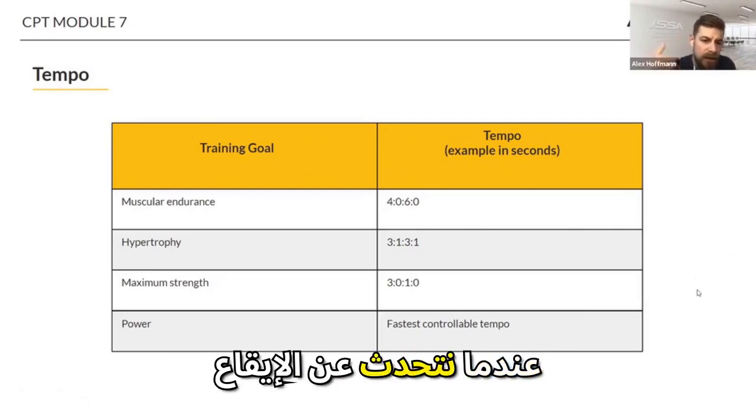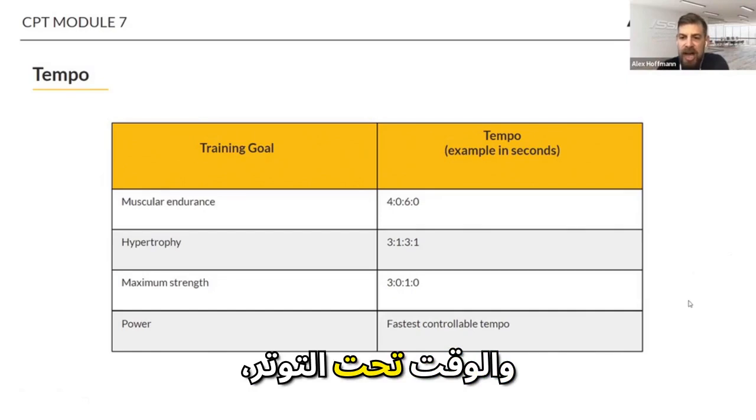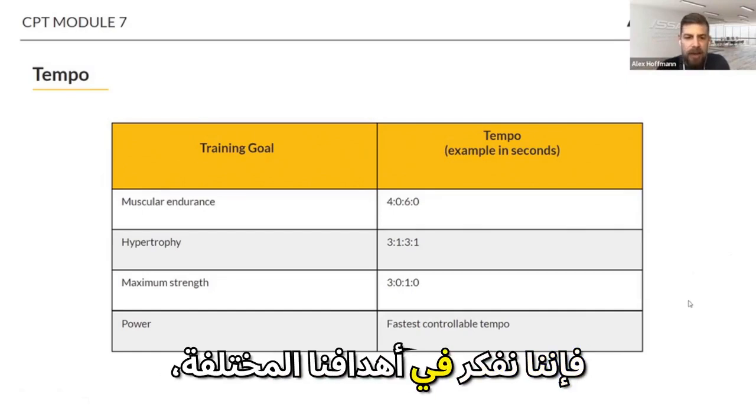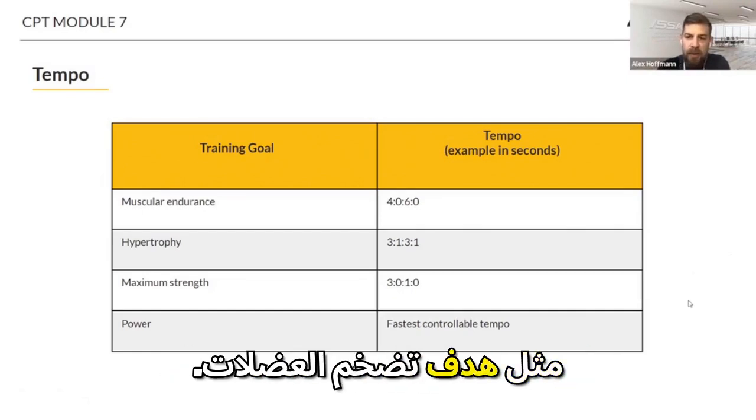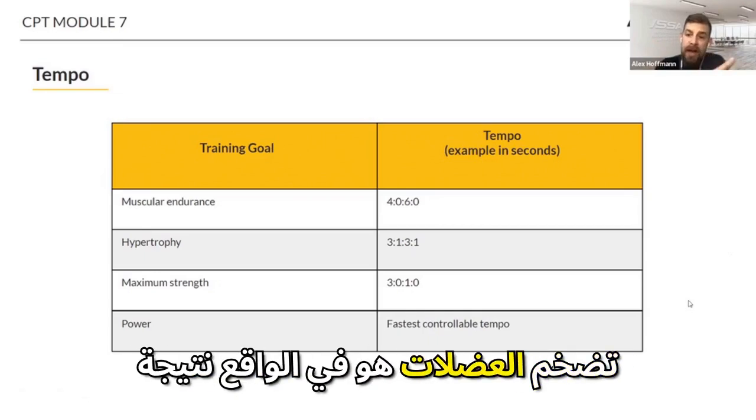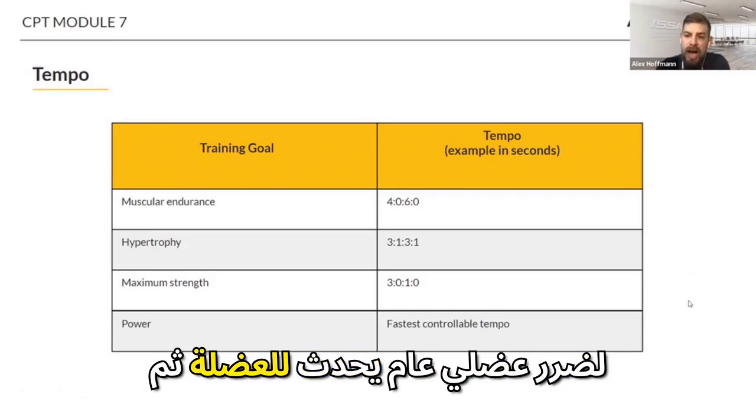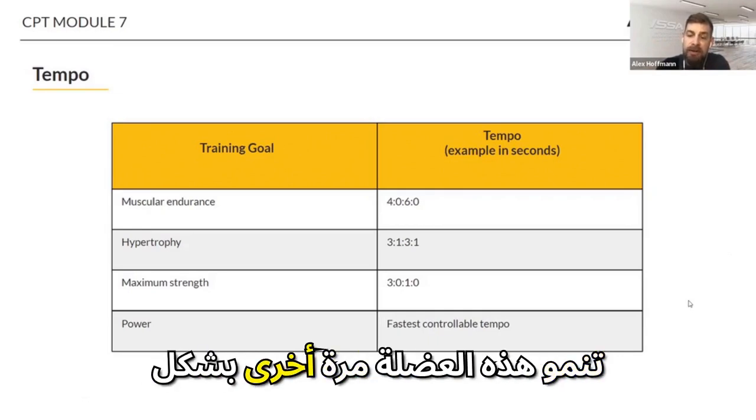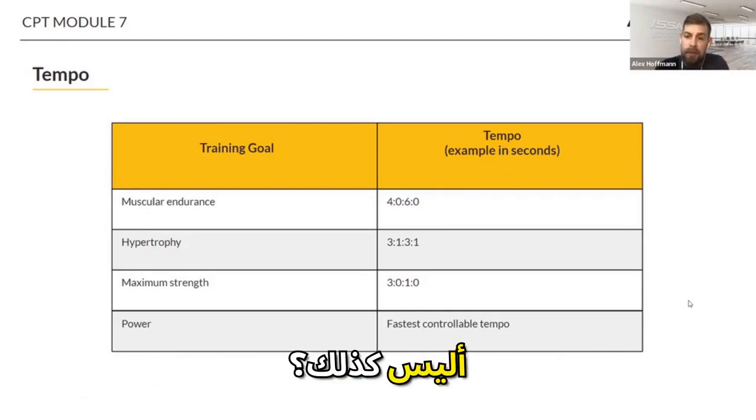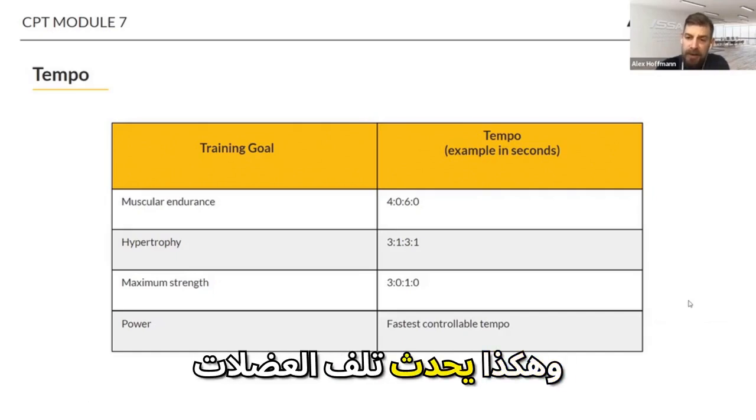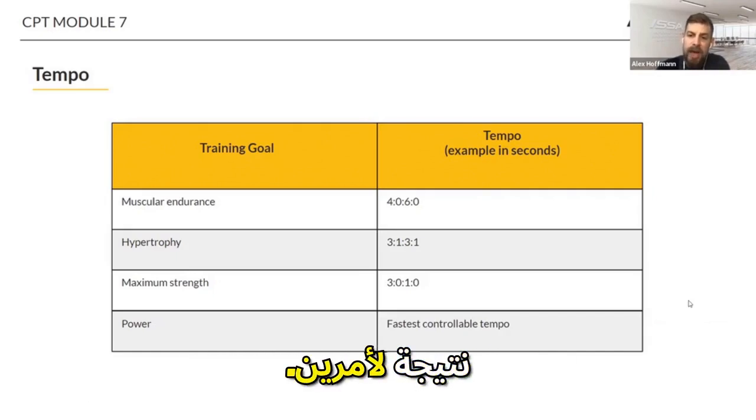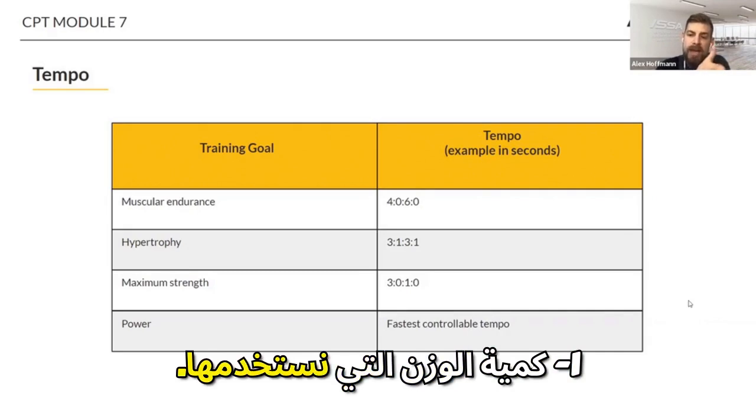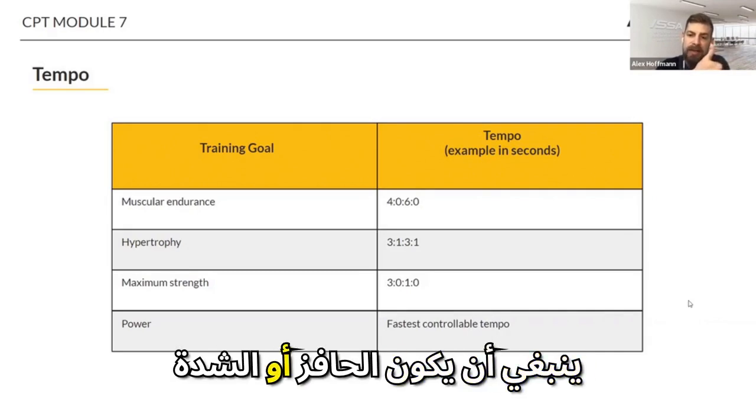When we're talking about tempo and time under tension, and we're thinking about our different goals, such as a goal of muscle hypertrophy, muscle hypertrophy is really the result of overall muscle damage that occurs to a muscle, and then that muscle grows back bigger and stronger while we're recovering, right? Muscle damage occurs as a result of two things. One, the amount of weight that we use. So the stimulus or intensity needs to be relatively high.